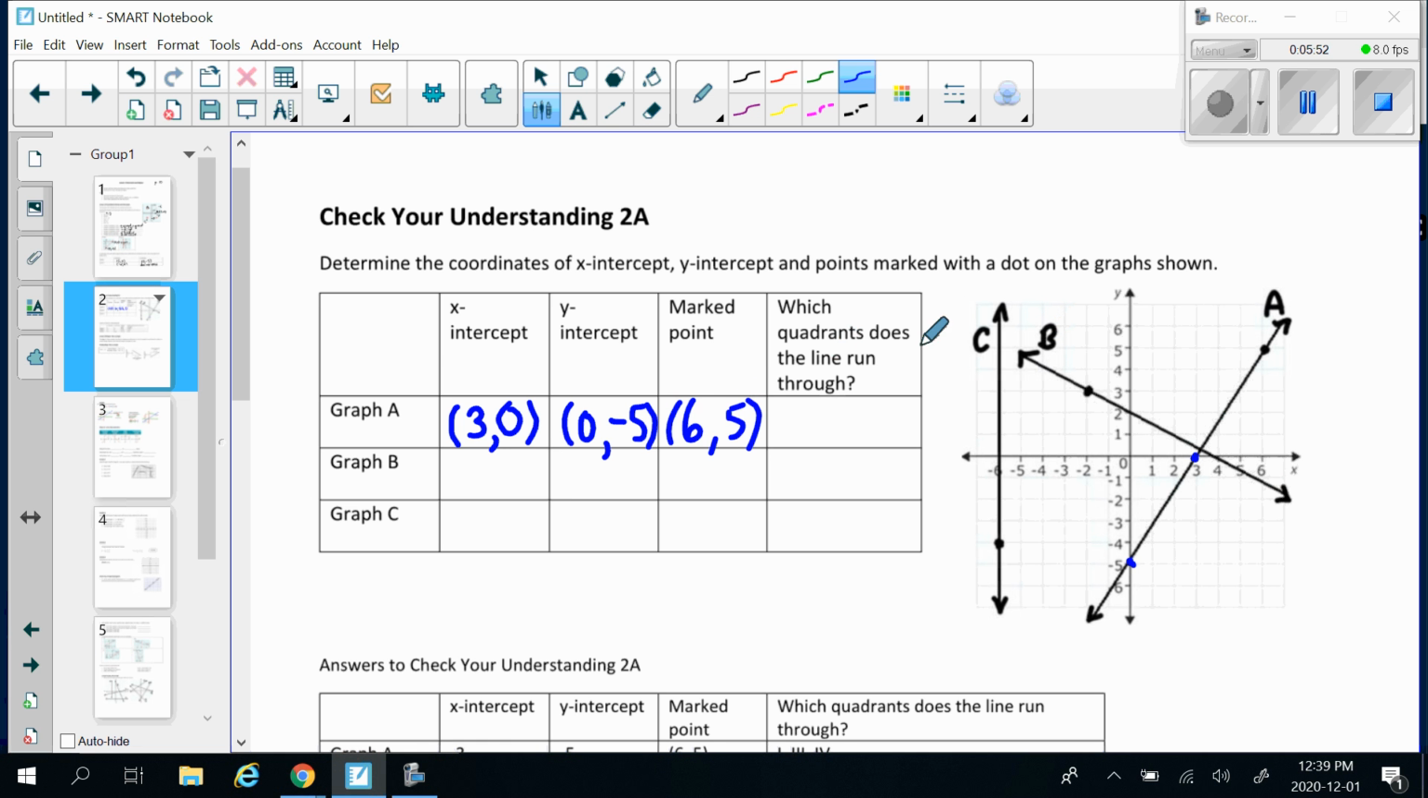And which quadrant does the line run through? Well, sometimes I have to relabel this, otherwise I can't remember. 1, 2, 3, 4. Okay. So the quadrant that line A runs through is this one here, quadrant 1. It also runs a little bit through quadrant 4 and also a bit through quadrant 3. But you can see even if you extend this line forever, it's never going to touch quadrant 2. So we're going to put 1, 3, and 4. And those are the quadrants.